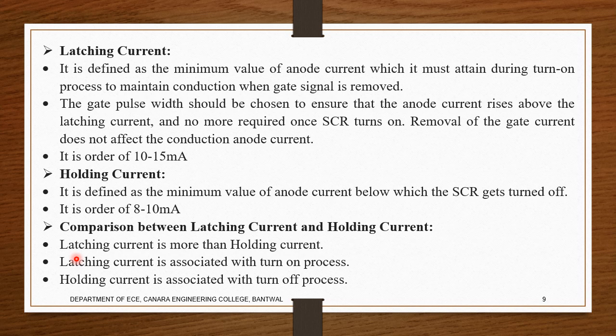They are like parallel to each other. If the current reduces below the latching current, it should come to the holding current, and it is holding. Holding means the minimum current required to keep the current flowing. So in comparison, the latching current is always more than the holding current. You can see it looking at these figures. The latching current is associated with the turn-on process, only with respect to turn on. Holding is with respect to turning off.